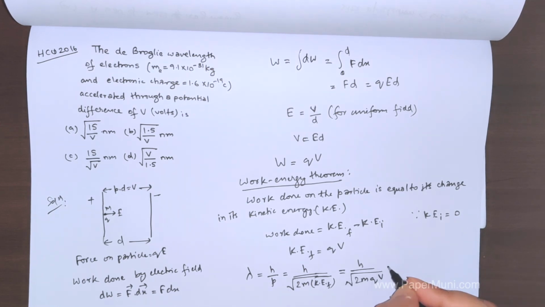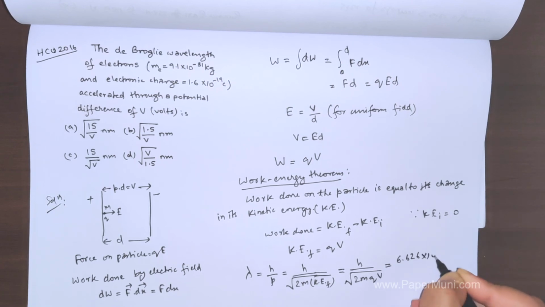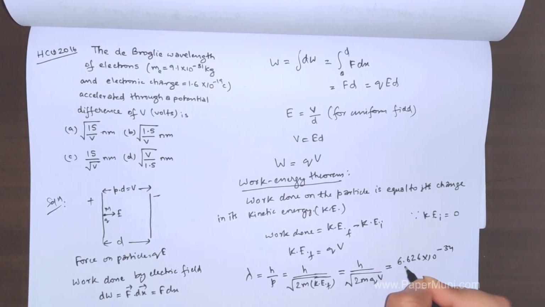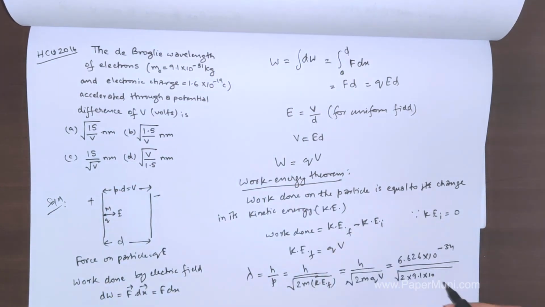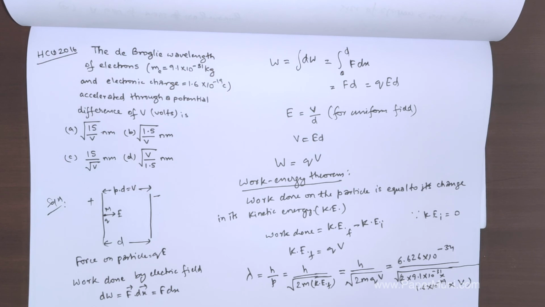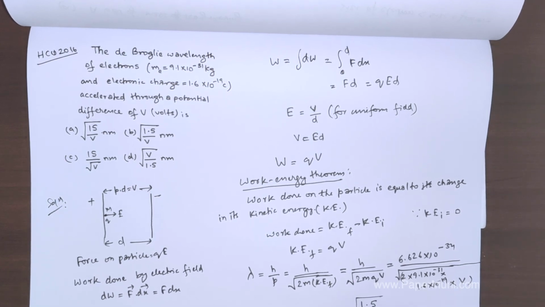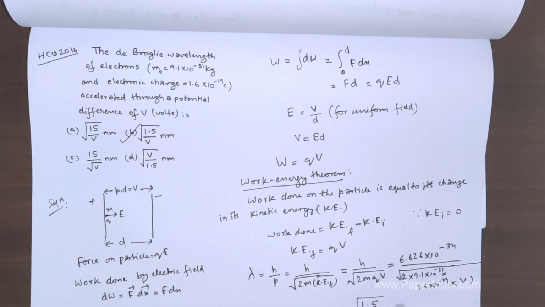If you put down the values, h is 6.626 into 10 to the power minus 34, divided by the mass, which is 9.1 into 10 to the power minus 31 since the particle is an electron, into the charge, 1.6 into 10 to the power minus 19 coulomb, into the potential difference V. These are all under the square root. This gives you 1.5 over root V in nanometers. If you see the result, it matches with option B. So the correct option is B.